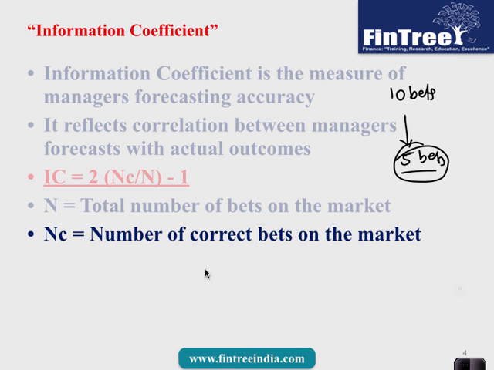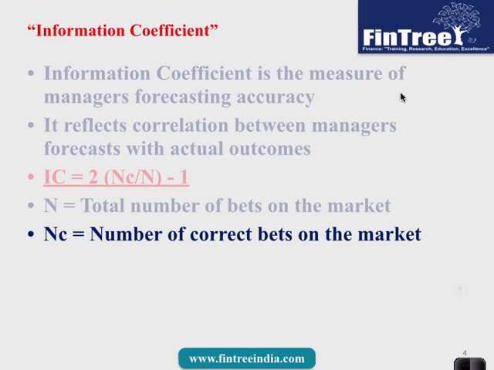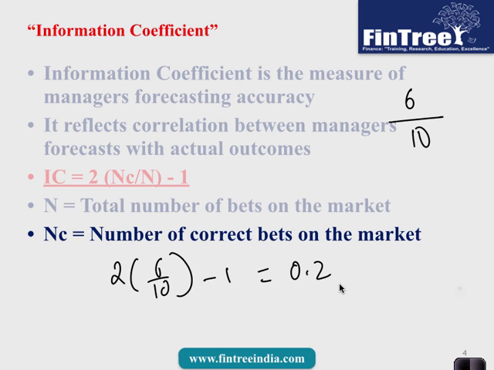If you put this data into our equation, 2 into the number of successful bets, which is 5, as a ratio to 10, minus 1, how much would that be? 0. That means if you're reaching only up to the half, then there is no significant skill in doing that, because maybe it's purely a matter of luck and there is no additional skill. But imagine some other portfolio manager who has a success ratio of 6 out of 10. Then the formula would be 1.2 minus 1, which will give us an information coefficient of 0.2.